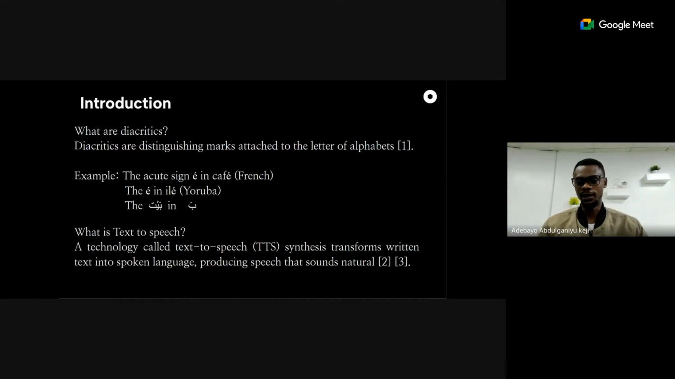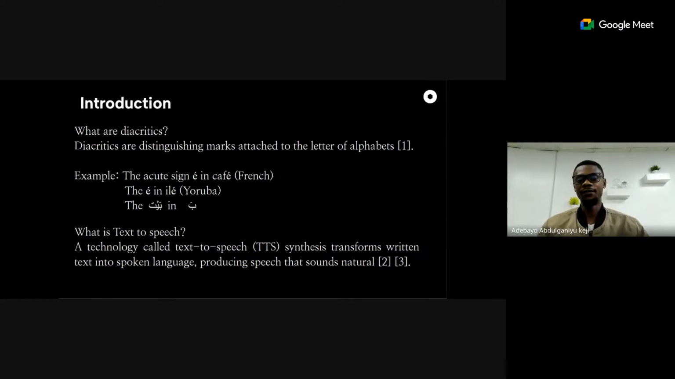So the acute sign on the E in café in French is referred to as a diacritic. The sign we can see on the E in Ile, I believe most of my Yoruba persons will understand this. And please, the main point of this is not to criticize any language. There is inclusion for every language. It's just that I could only talk about the language I can understand to the best of my knowledge.